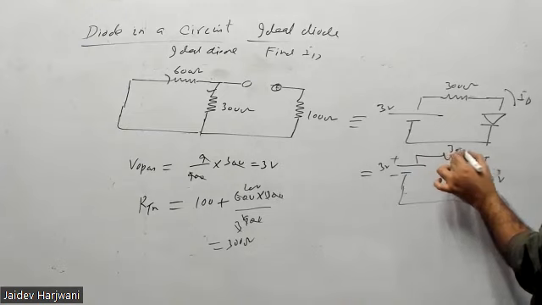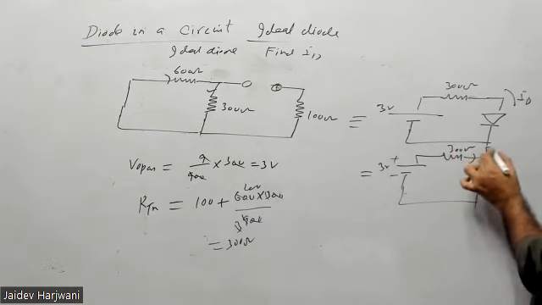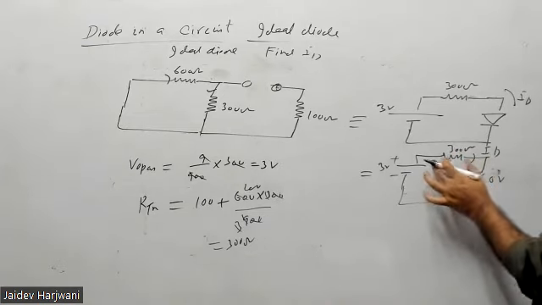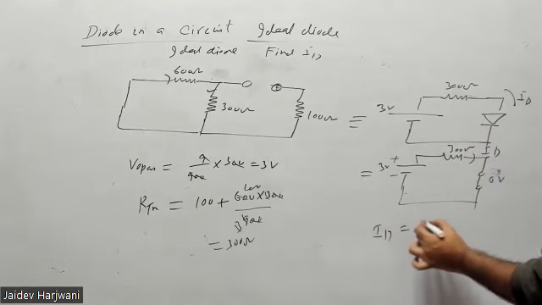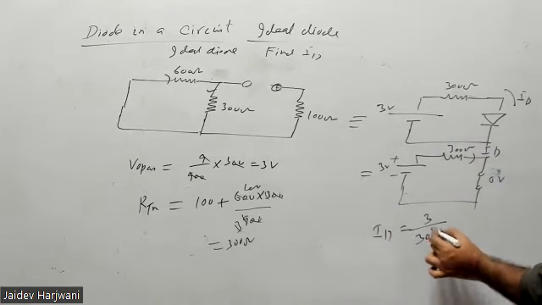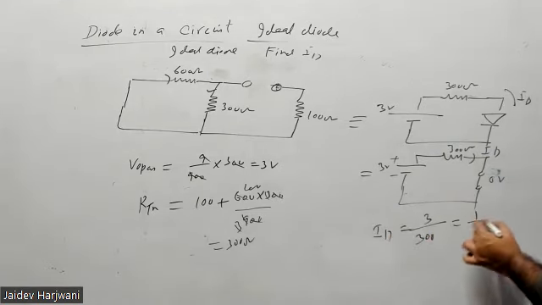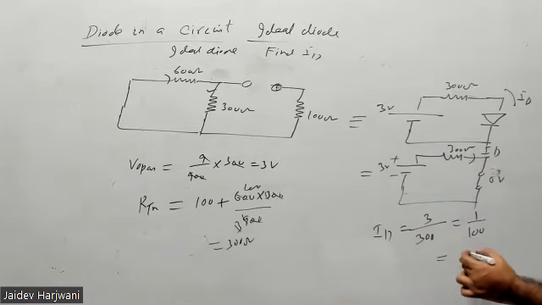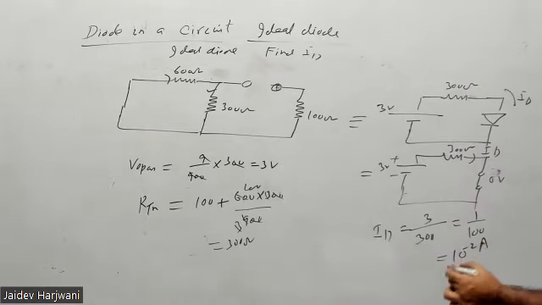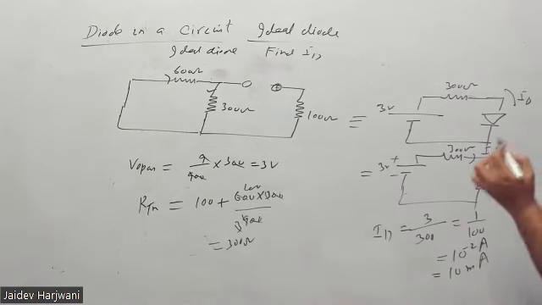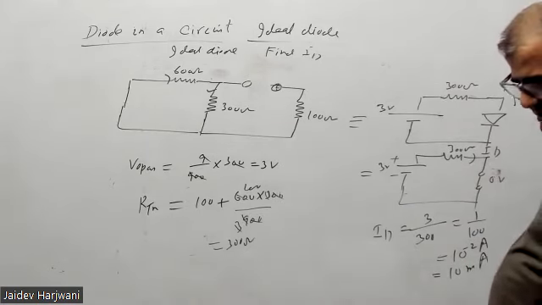This is 300 ohm. To find ID, all the voltage drops here. So ID will be 3 volt divided by 300 ohm, that is 1 upon 100 ampere, which is 10 raised to power minus 2 ampere. That is 10 milliampere. 10 milliampere current is there.